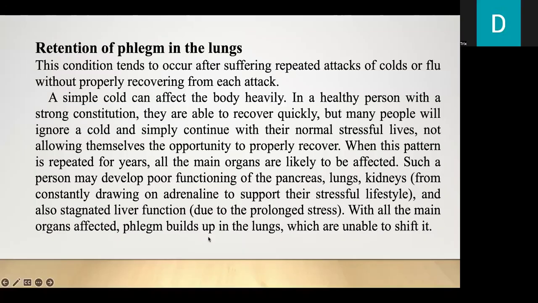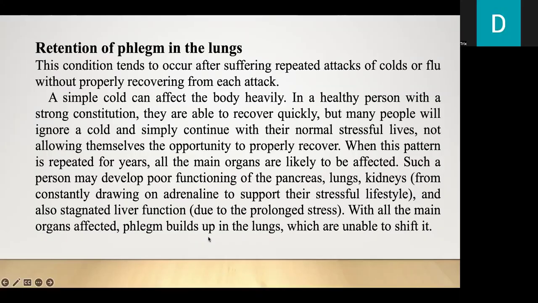This condition tends to occur after suffering repeated attacks of colds or flu without properly recovering from each attack. A simple cold can affect the body heavily. In a healthy person with a strong constitution, they are able to recover quickly, but many people will ignore a cold and simply continue with their normal stressful lives, not allowing themselves the opportunity to properly recover.